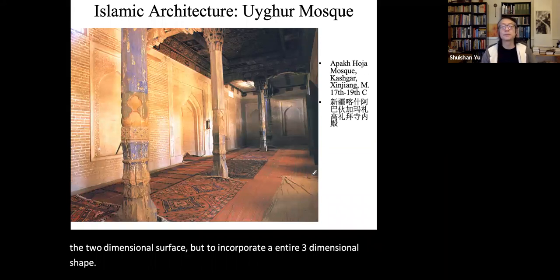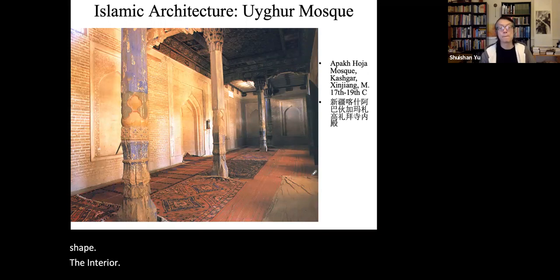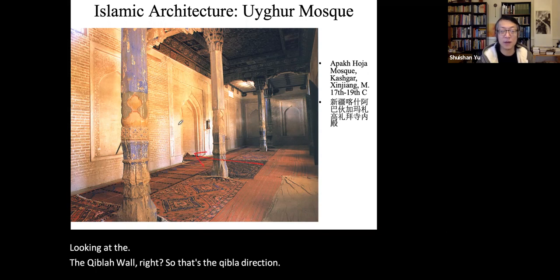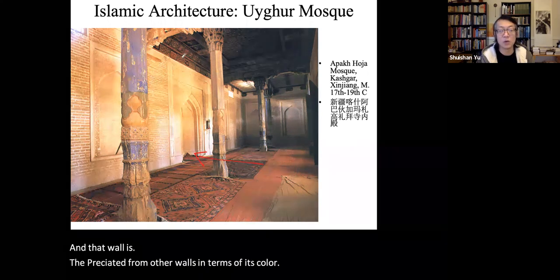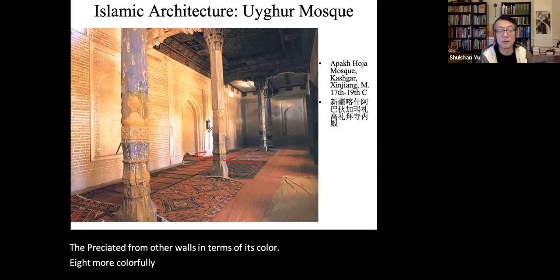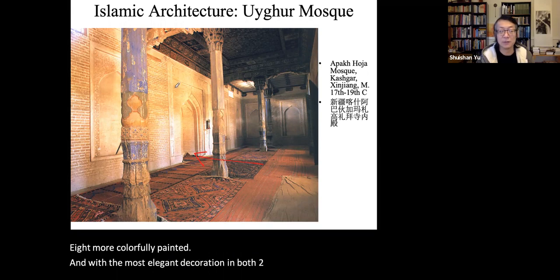The interior, looking at the Qibla wall, right? So that's the Qibla direction. And here we have the mihrab, and that wall is differentiated from other walls in terms of its color. More colorfully painted, and with the most elegant decoration in both 2D and 3D.